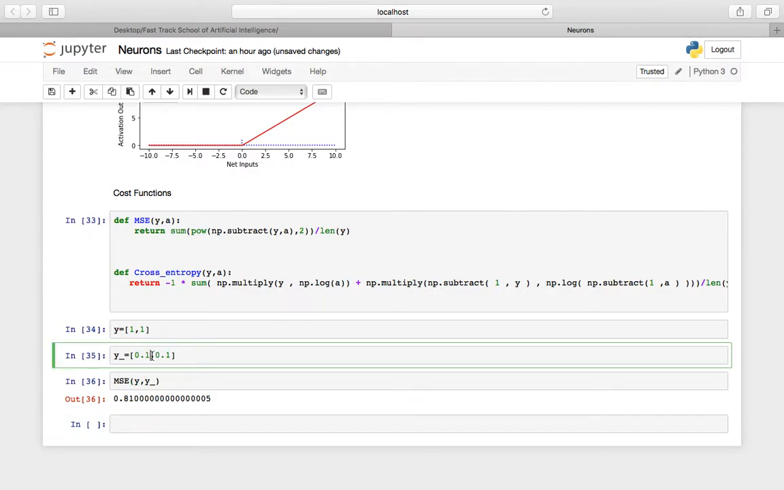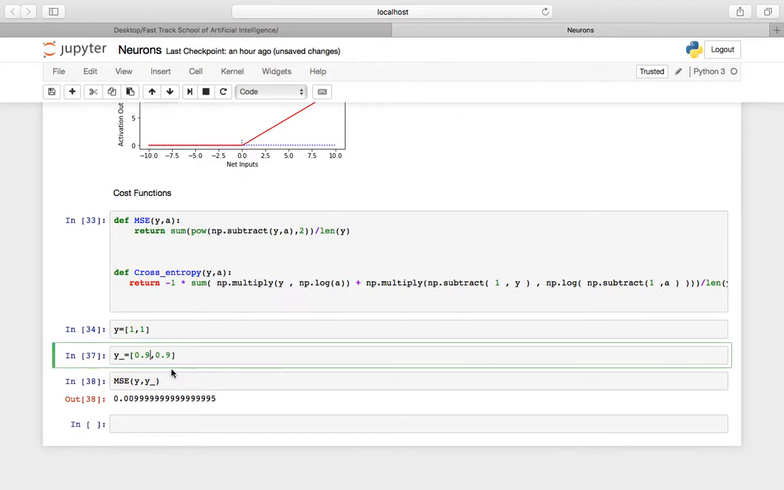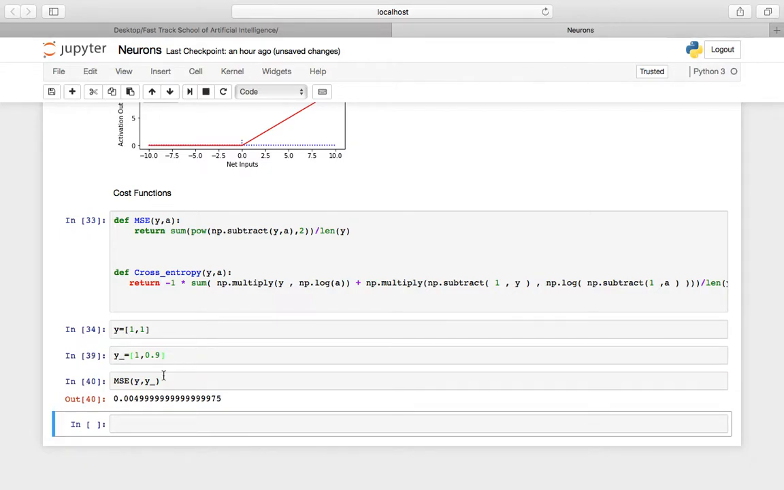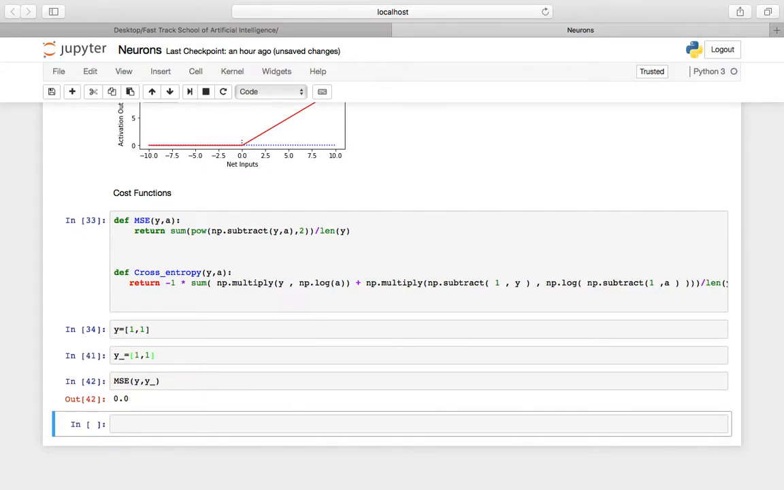Now we'll try the same example with 0.9 and 0.9. You can see the error has reduced dramatically. Not necessarily must both be predicted correctly. Even if one is predicted correctly and the second is very close to the original value, but not exactly the same, the value reduces once again. If the predictions are exactly the same as the true values, the cost is 0.